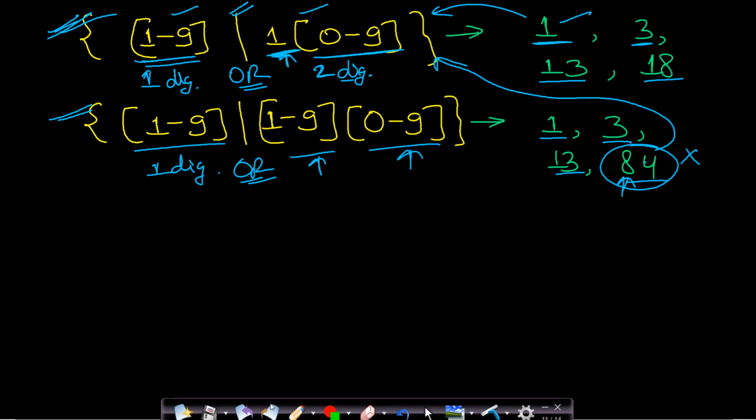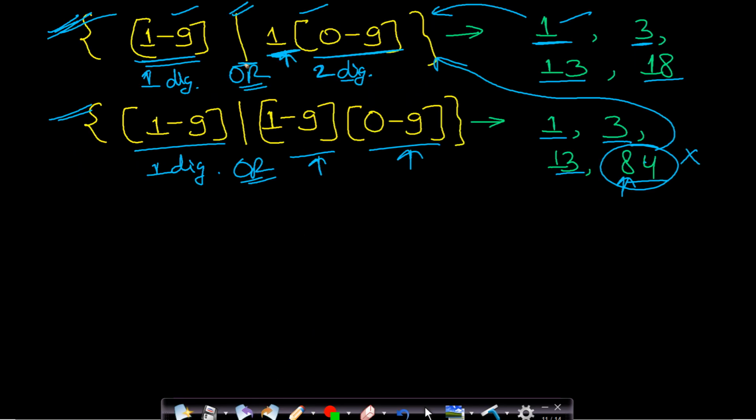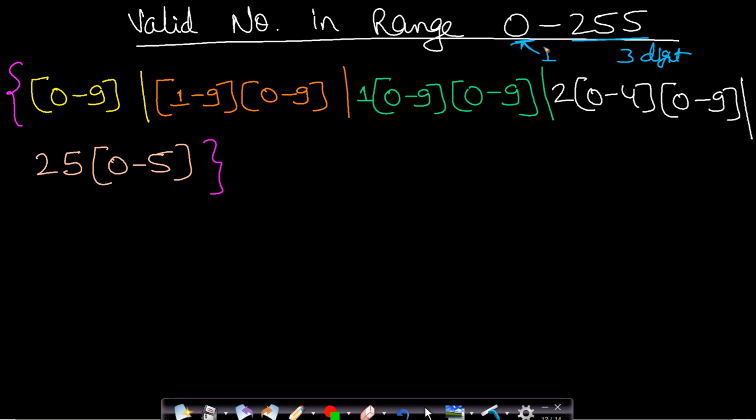So let us now look at how we form a valid number in the range of 0 to 255. 0 is basically 1 digit and 255 is basically 3 digits. I have already shown you the concept of the OR operator in regular expressions, so we need to use it. If you have a single digit, then the number can vary from 0 to 9. So this is the 1-digit case. Now if you have 2 digits, then the number can vary from 10 to 99. Okay, so how do you include it?